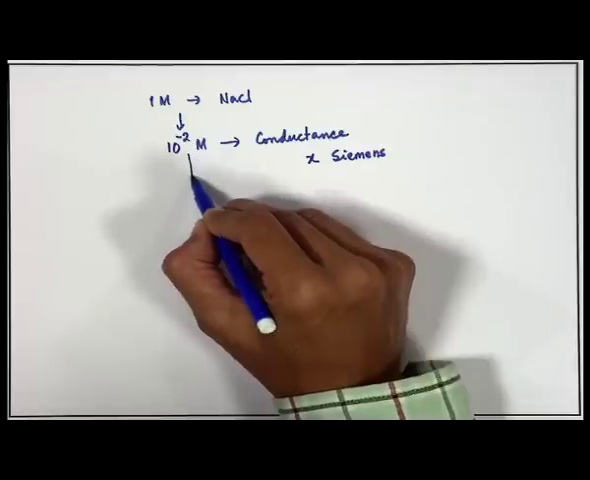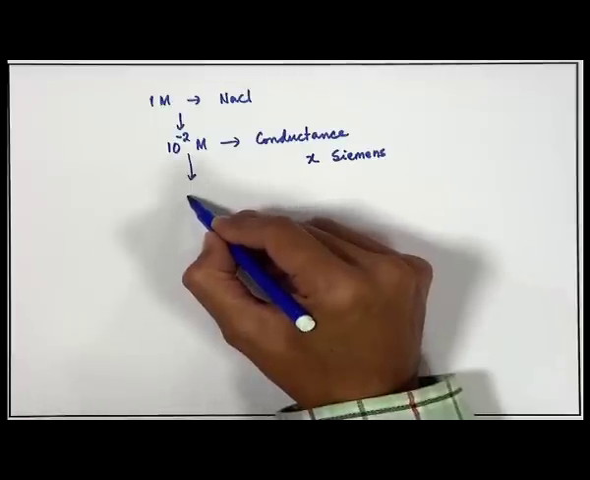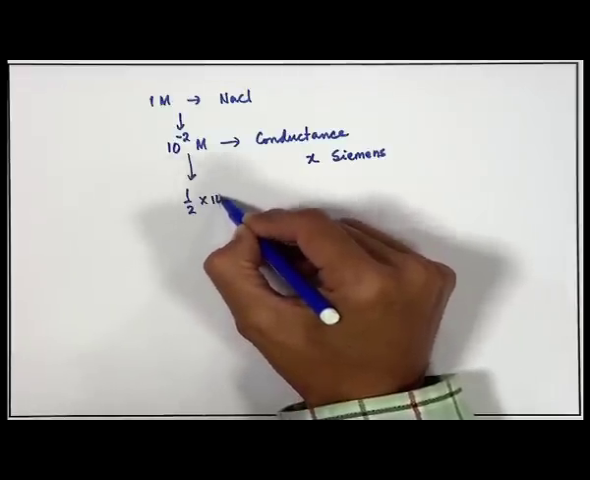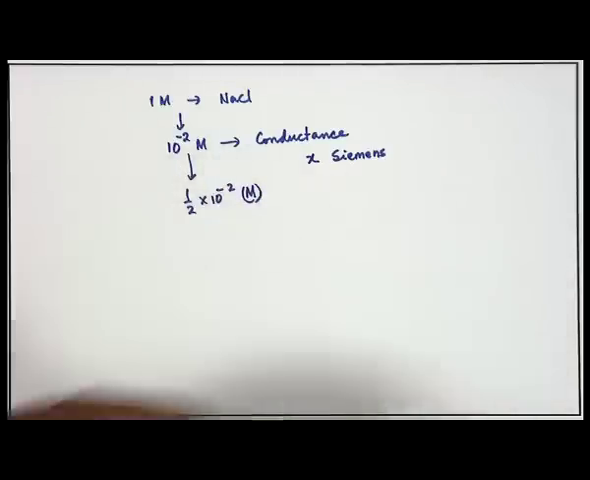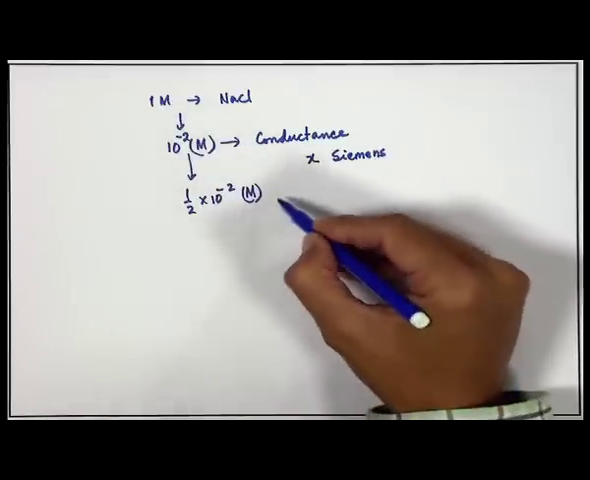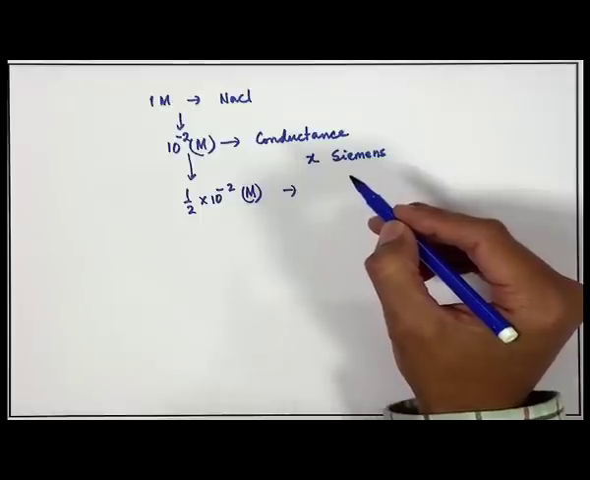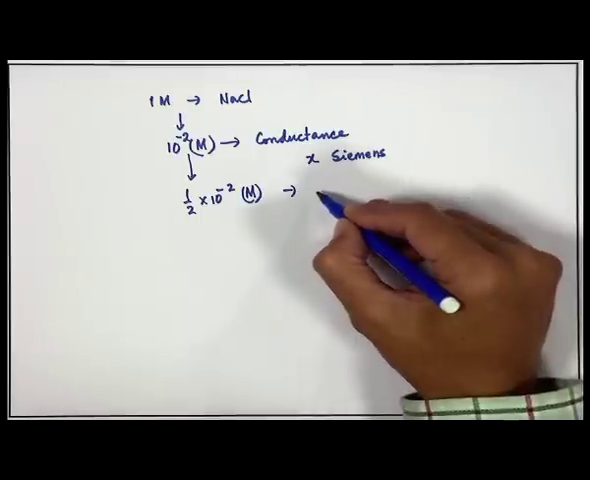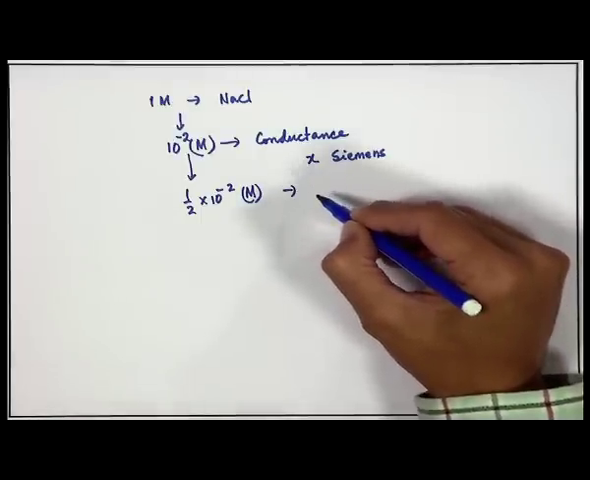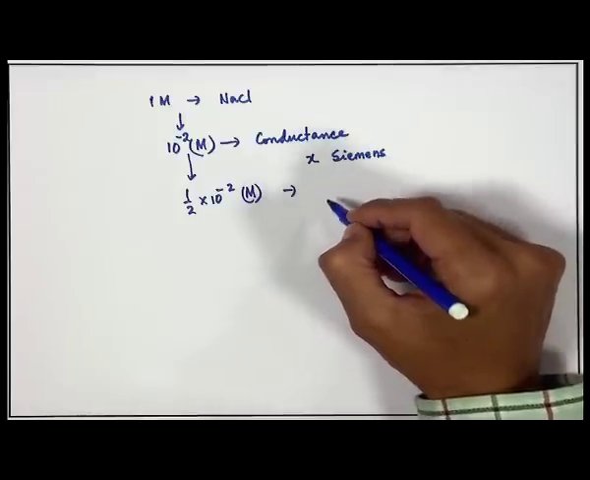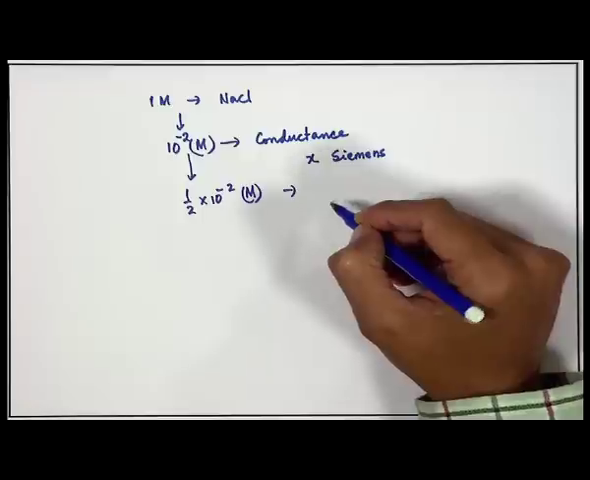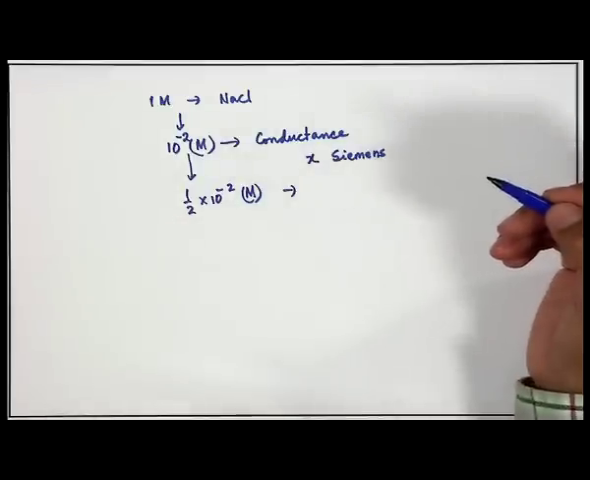Now you dilute it to half into 10 to the power minus 2 molar. Initially it was this much, now it is half into 10 to the minus 2 molar. Then conductance is expected to be reduced. Why? This is because the number of ions present in a given volume is now reduced, and since the number of ions is reduced, conductance is expected to be reduced.